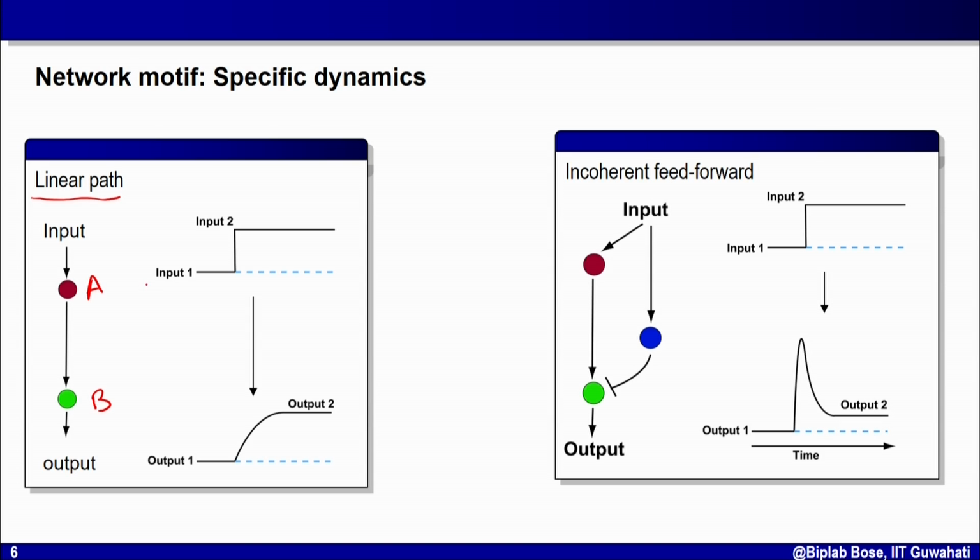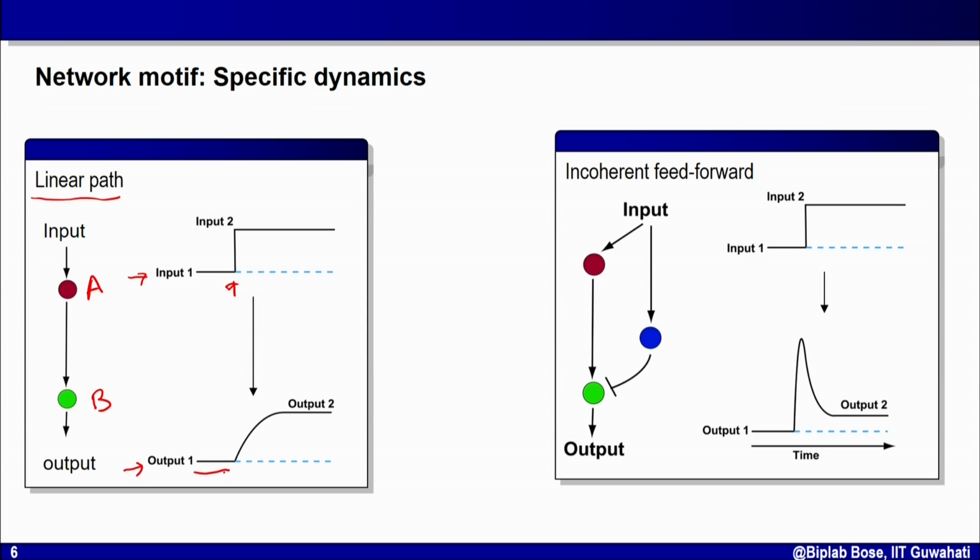Suppose initially the input was at input 1, a particular value, maybe 10 or something like that. And the output you have measured is at a particular value, say 200 or something like that. Now if all of a sudden I increase the input to input 2, which is a higher value than 1, so I am doing a step jump for the input, then for this type of linear path, I can show by making an ODE-based model, or even by experiment many a time, that the output will also increase.